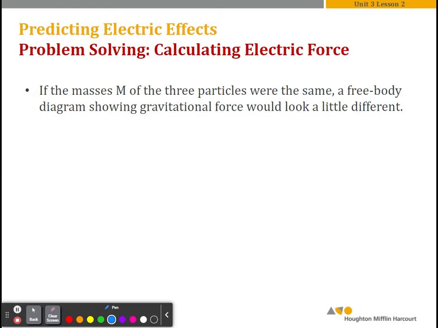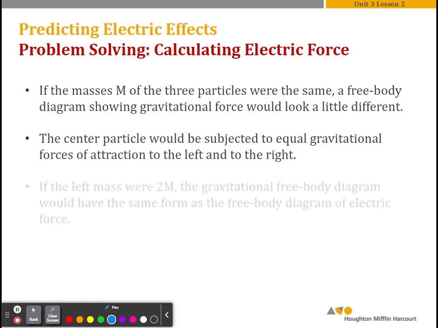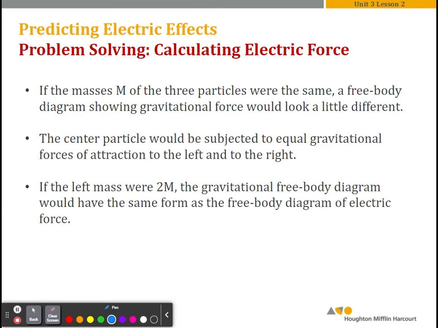If the masses of the three particles were the same, then a free body diagram would look a little bit different. The center particle would have equal forces to the left and the right. It would have equal gravitational forces of attraction to the left and the right, because now we're looking at mass, not charge. So if the left mass were 2m, the gravitational free body diagram would have the same form as the free body diagram of electric force.